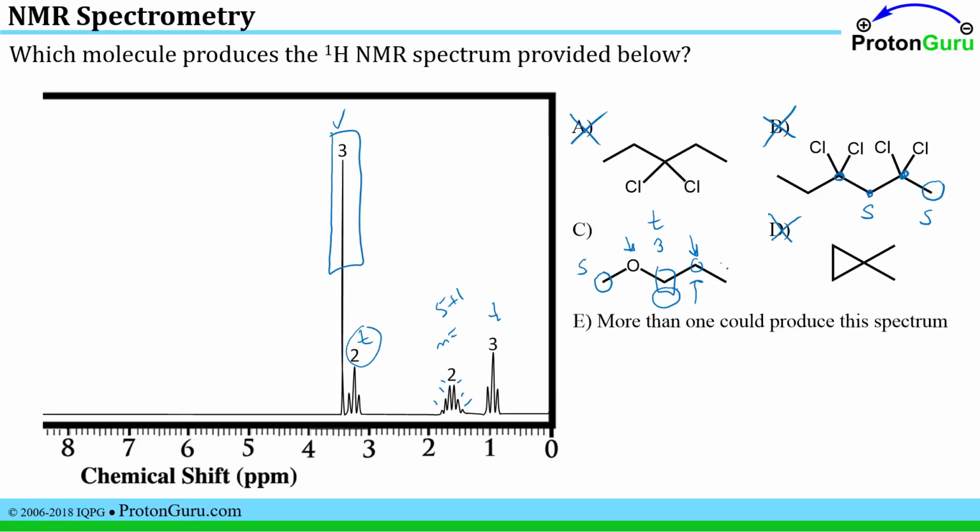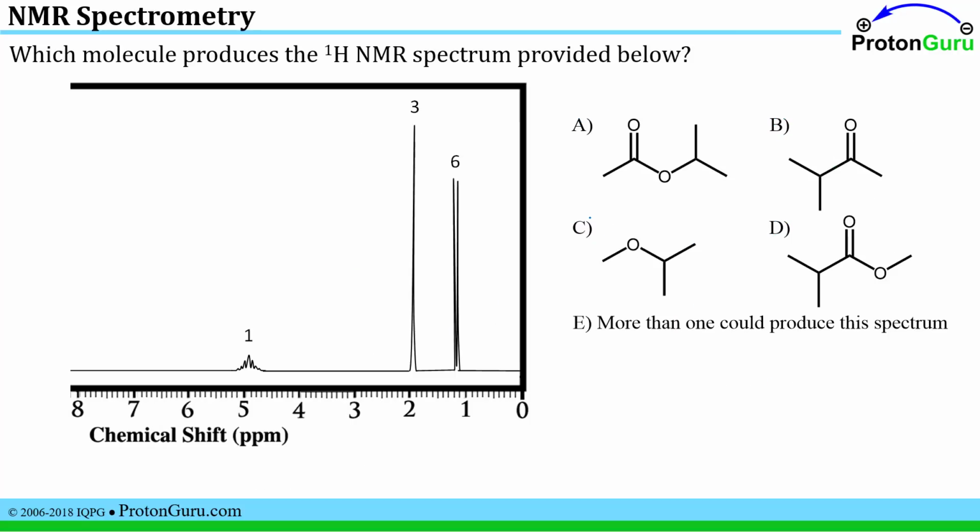Finally, we have the CH3 all the way on the end. It's adjacent to a CH2. So the neighbors is 2. Multiplicity is number of neighbors plus 1 is 3. That gives us a triplet. 1, 2, 3 little peaks. All the data are consistent with that structure.